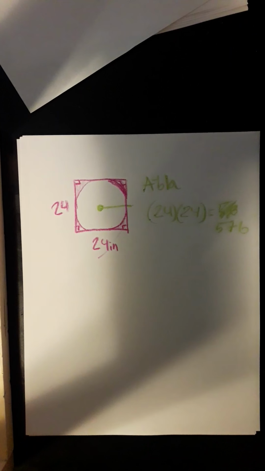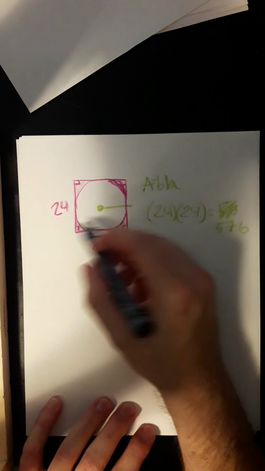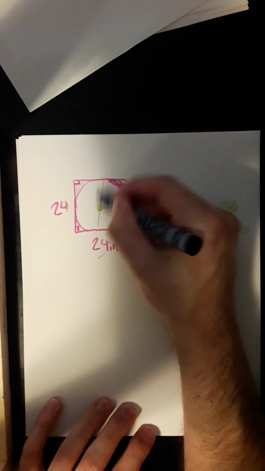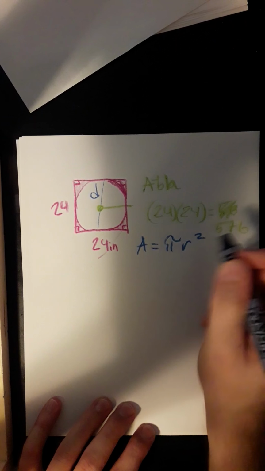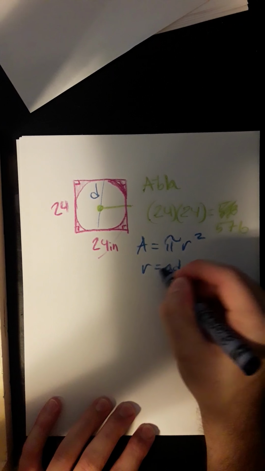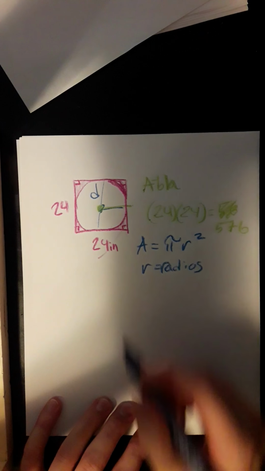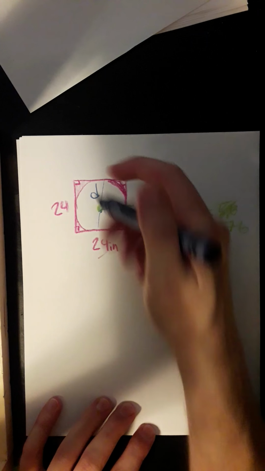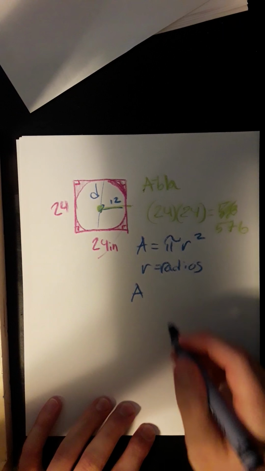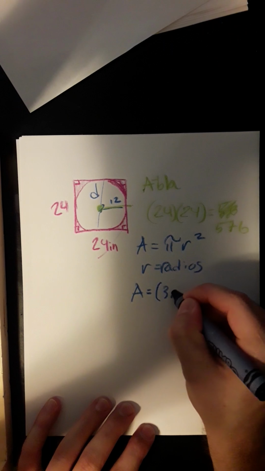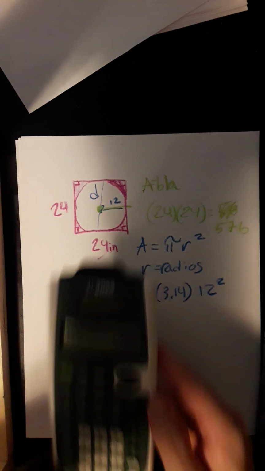Now I need to think about this for a second. If this is 24 all the way across, then what? Now all the way across the circle, we refer to that as our diameter. But our area for a circle formula is area equals pi r squared, where r is your radius. Thus, we're going to need to find this distance that I have marked in green. Well, if all the way across is 24, halfway across is 12. So our area is equal to pi, which they said to use 3.14, times 12 squared. Again, calculator.